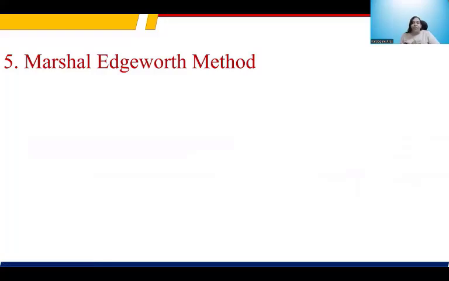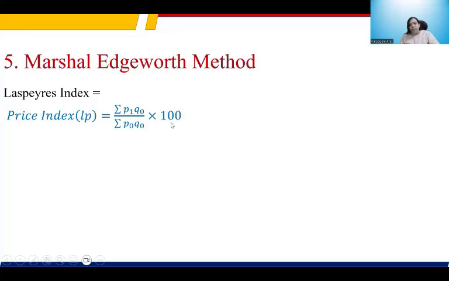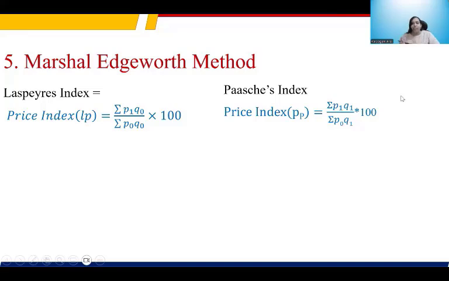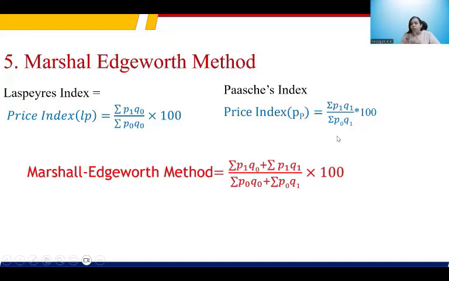Marshall-Edgeworth method is extremely easy, similar to Bowley's and Fisher Ideal Index, with a small change. We are going to take the Laspeyres formula and then we are going to take Paasche's price index. Laspeyres and Paasche price index. Then we are going to combine this formula together.